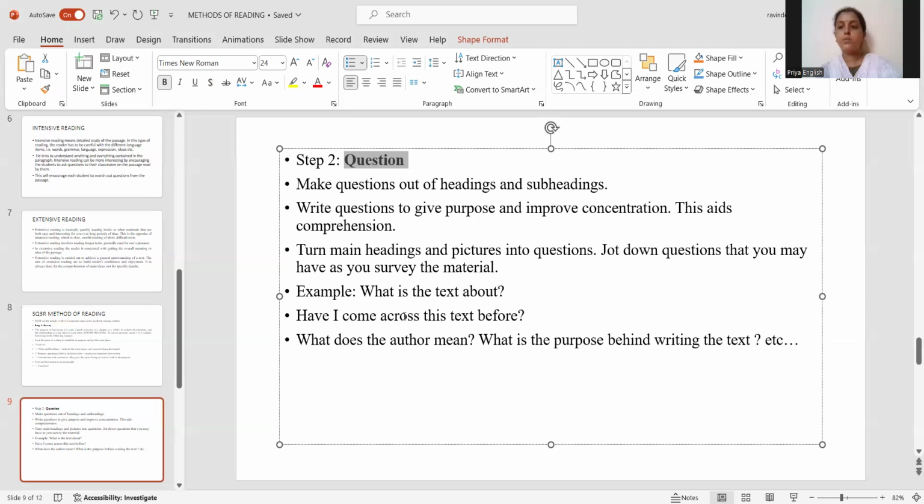So for example, the questions could be: what is the text about? Have I come across this text before? What does the author mean? What is the purpose behind writing the text? So this could be the main idea behind questioning.